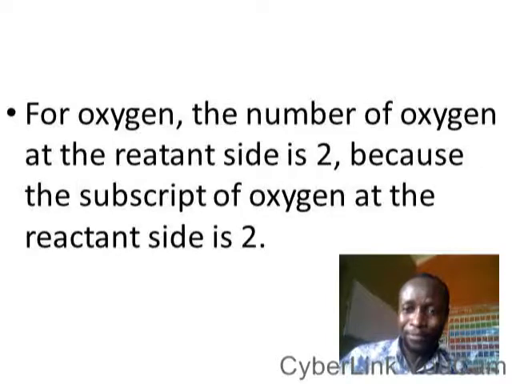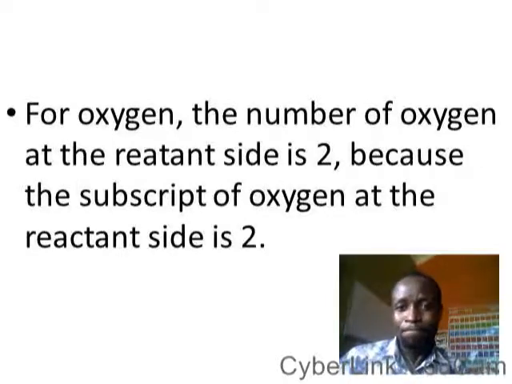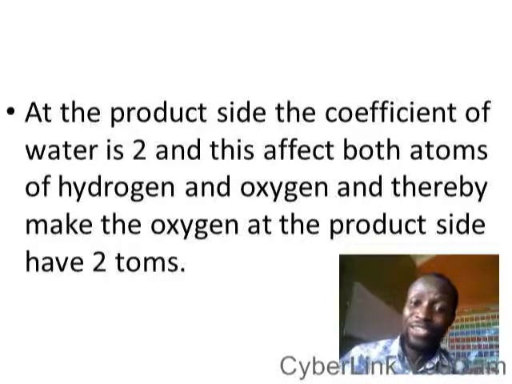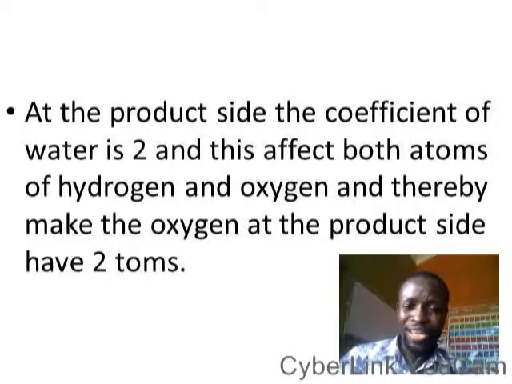So let's go on now. For oxygen, the number of oxygen at the reactant side is 2 because the subscript of oxygen at the reactant side is 2. Take that into your mind. At the product side, the coefficient of water is 2, and this affects both atoms of hydrogen and oxygen, thereby making the oxygen at the product side have 2 atoms. Do you get it?